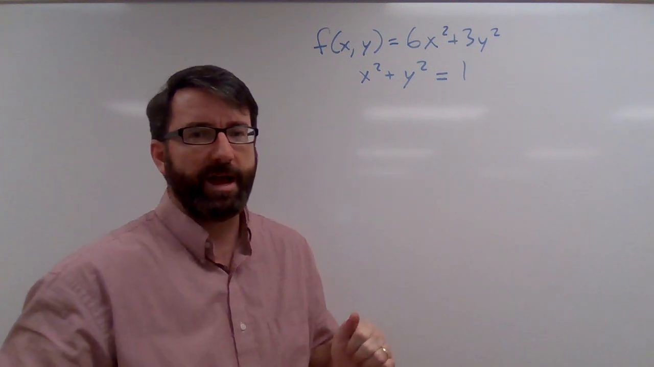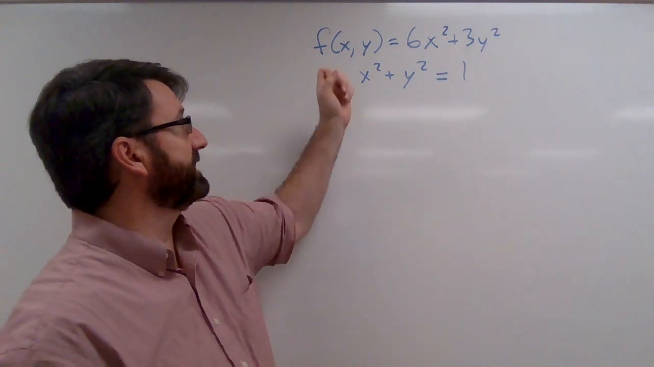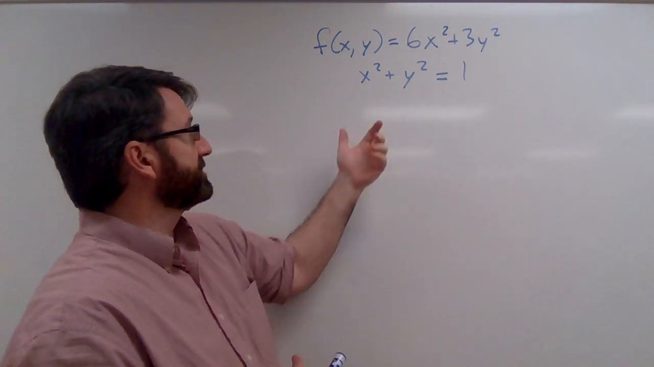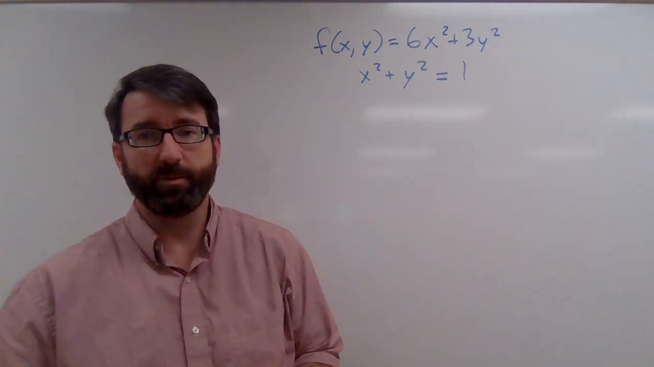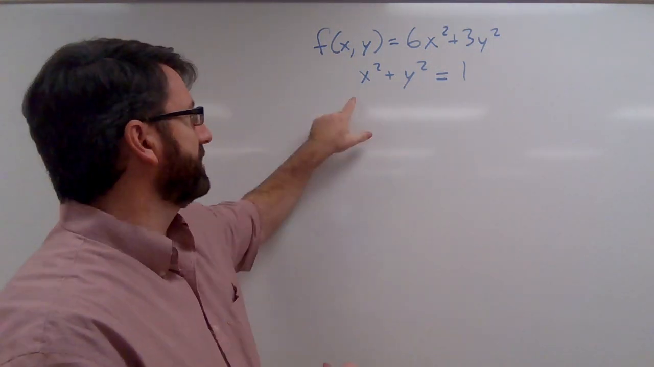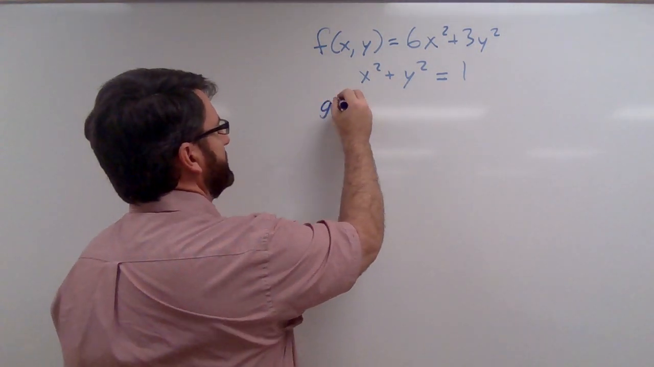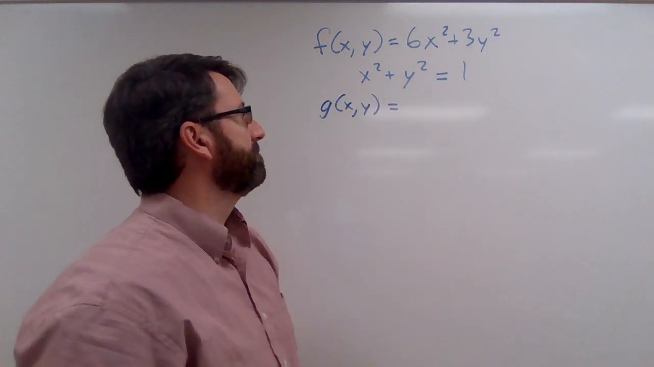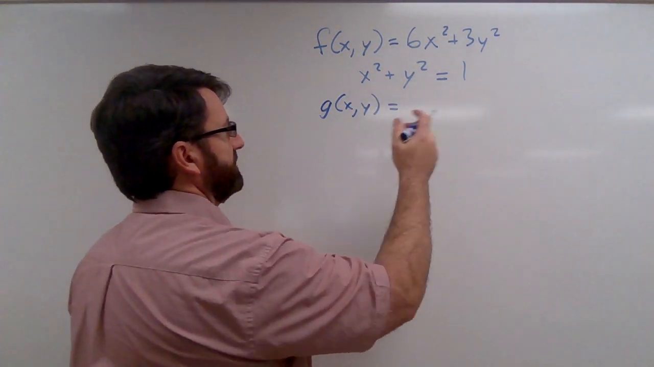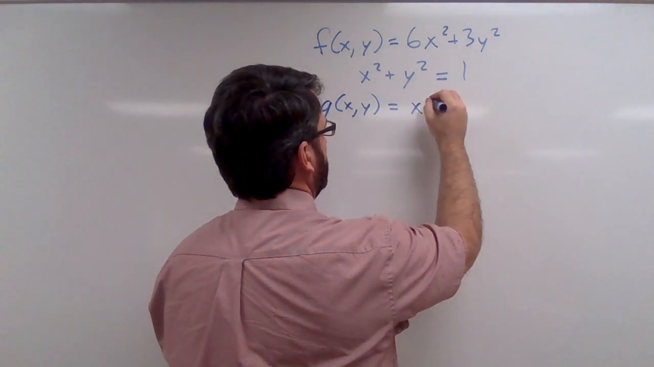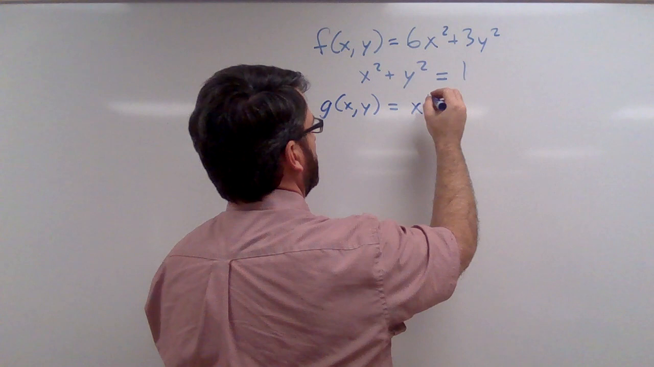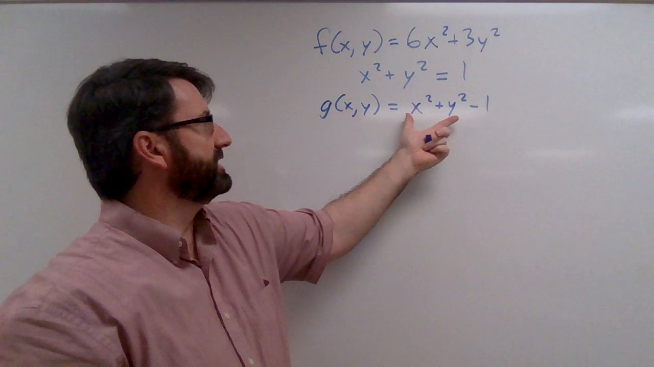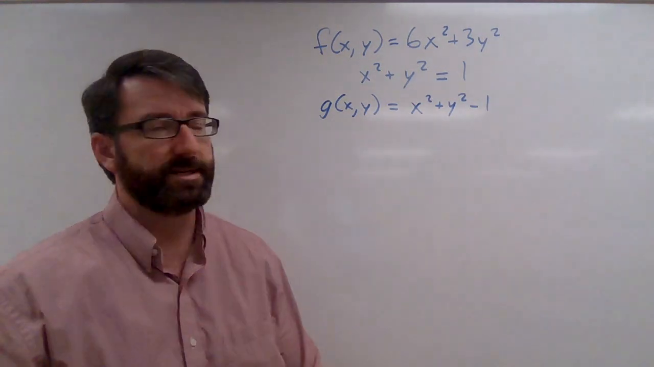All right, for this problem, we're asked to find the extreme values of this function f of x, y equals 6x squared plus 3y squared, subject to the constraint x squared plus y squared equals 1. So first of all, we're going to define a new function here, g of x, y, which is going to be all of this equal to 0. So if we make this equal to 0, we get x squared plus y squared minus 1. And so we want g of x, y to be equal to 0.